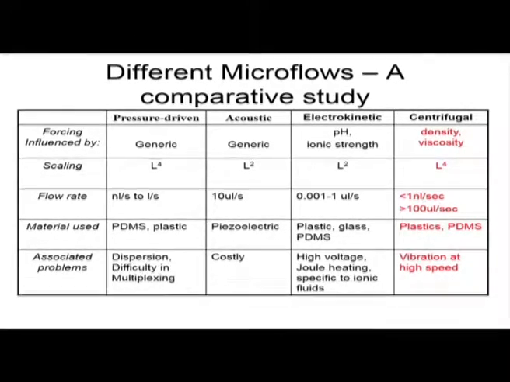The materials used for pressure driven flow, common materials are PDMS, polydimethyl siloxane, and plastic. For acoustic actuation, the material used is commonly piezoelectric material. For electrokinetic, plastic, glass, PDMS; centrifugal also commonly plastics and PDMS.